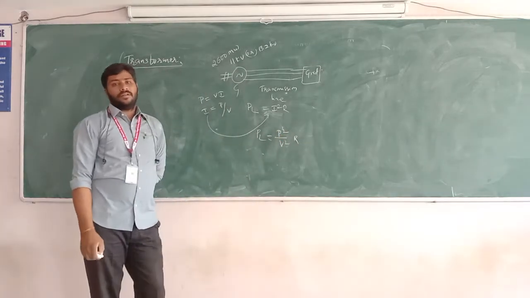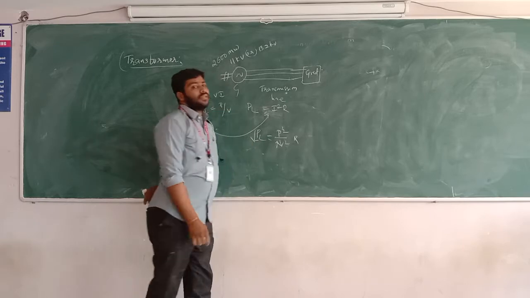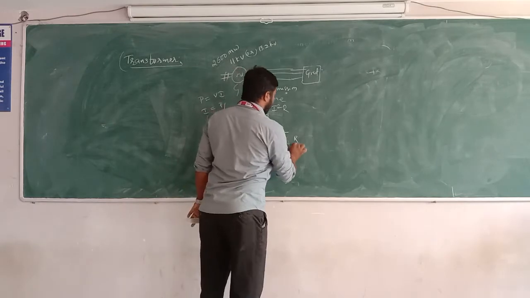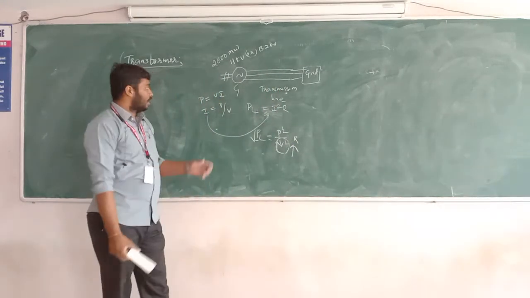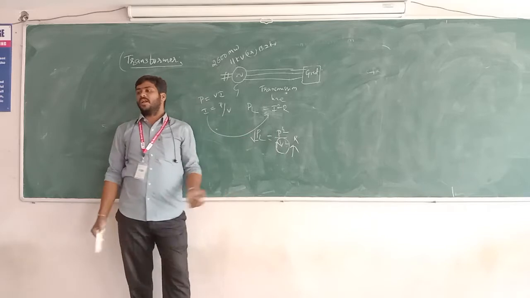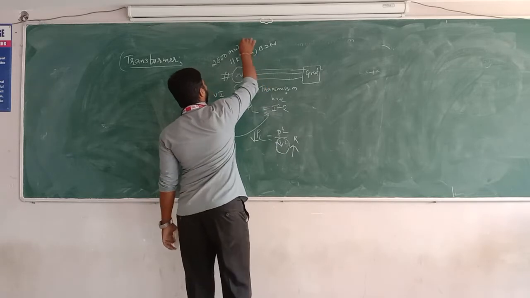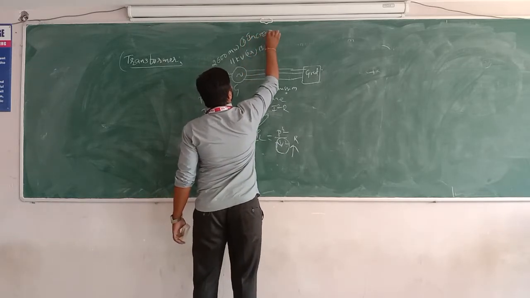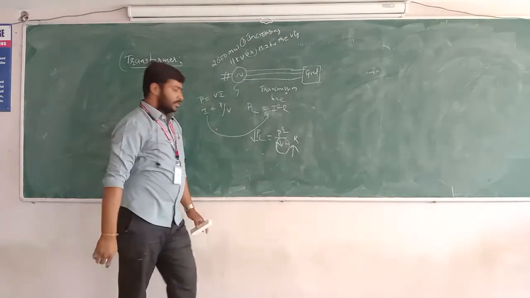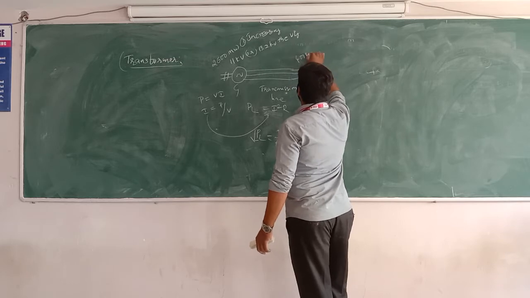That means however many times the voltage is increased, the power loss is reduced by that many times. So to transfer the power, we have to increase the voltage, because that reduces the power loss. That is the first thing. So the first case is that we increase the voltage at the generating station, using some device, up to 400 kV.